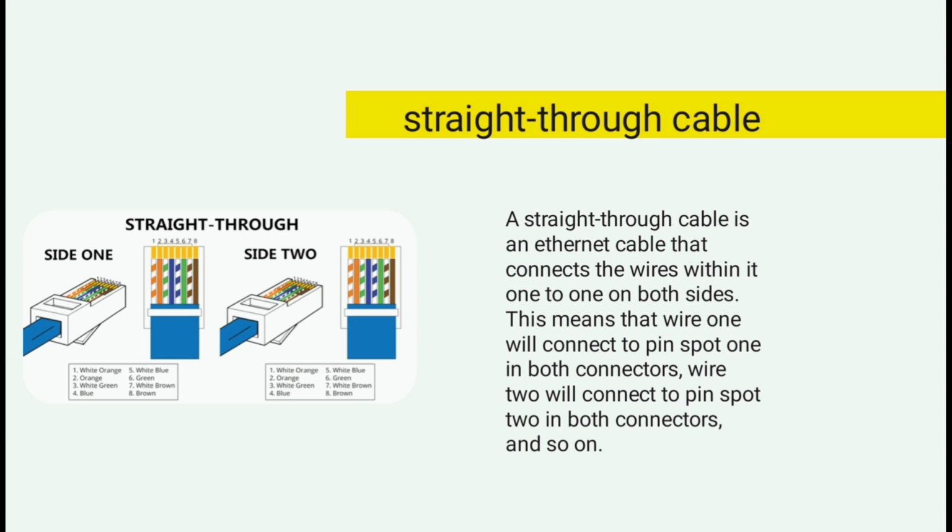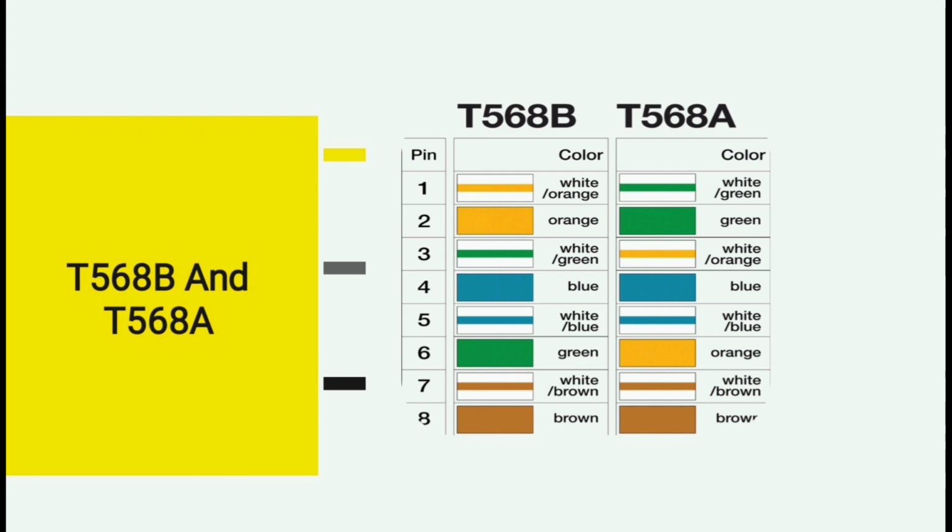The wiring configuration of a straight-through cable T568A standard is: pin 1, white-green, pin 2, green, pin 3, white-orange, pin 4, blue, pin 5, white-blue, pin 6, orange, pin 7, white-brown, pin 8, brown. T568B standard: pin 1, white-orange, pin 2, orange, pin 3, white-green, pin 4, blue, pin 5, white-blue, pin 6, green, pin 7, white-brown, pin 8, brown.